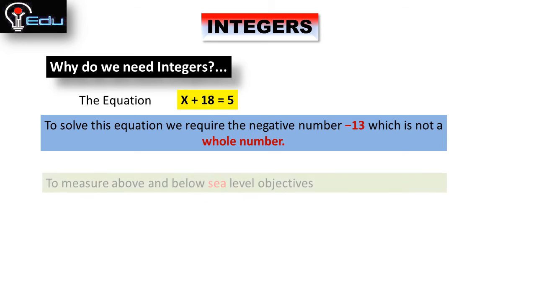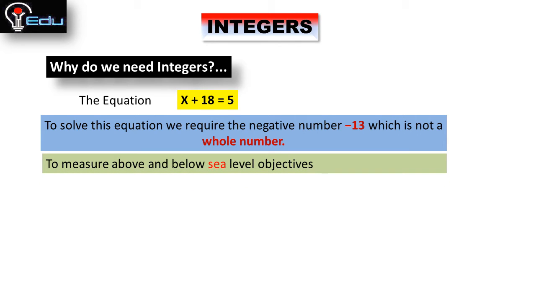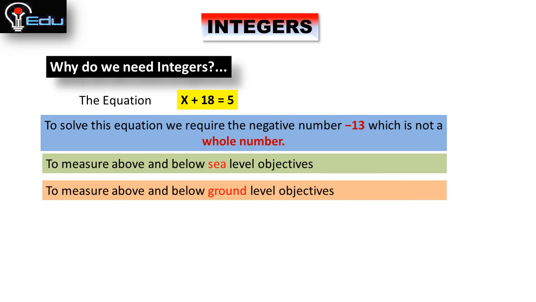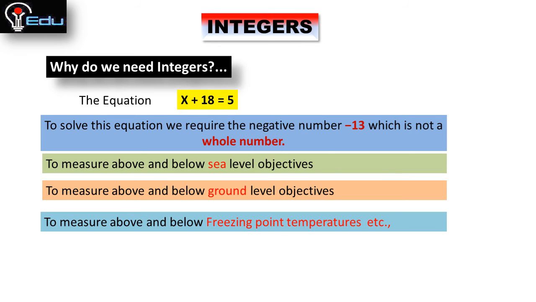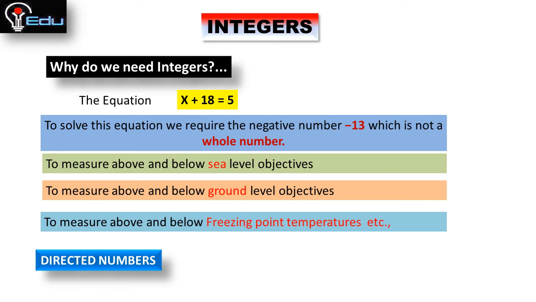Also, to measure above and below sea level objectives we require integers. Above means positive and below we represent with negative numbers. Similarly, to measure above and below ground level objectives, above means positive, below means negative. And to measure above and below freezing point temperatures, here also the same way, above means positive integers and below means negative integers. And these are the applications or requirements of integers for these purposes.